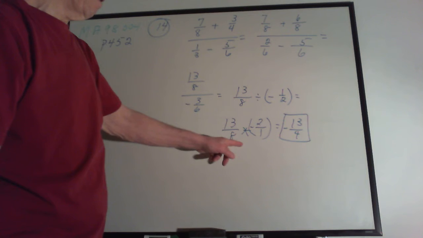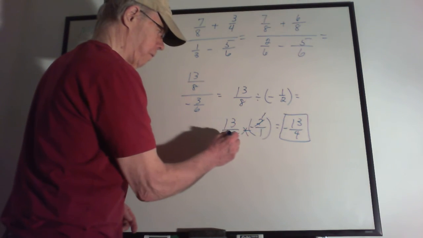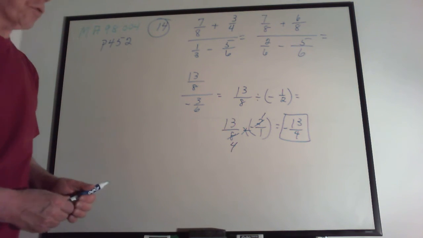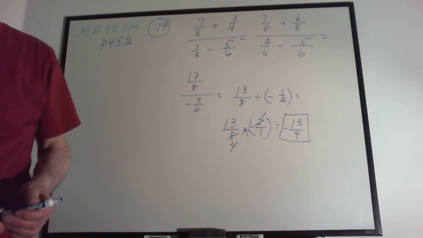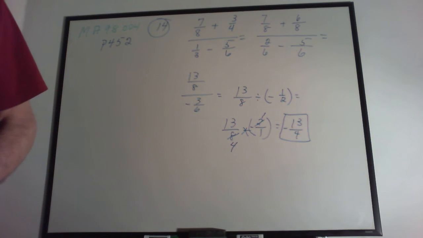I invert it. I can cancel the 2 and 4. Gives me 4. Final answer is negative 13 over 4. Try number 16.